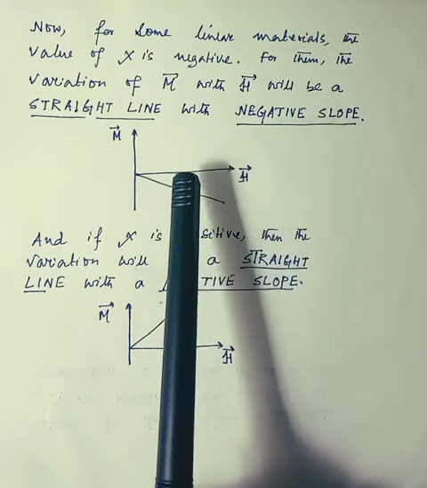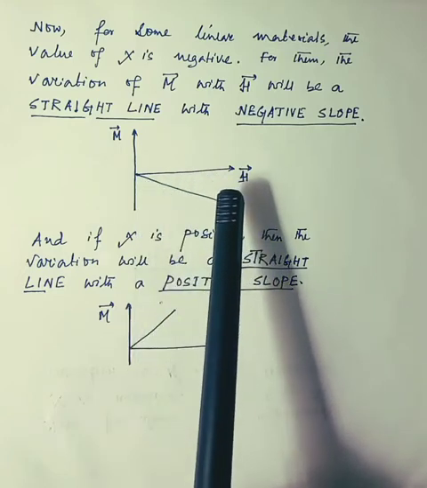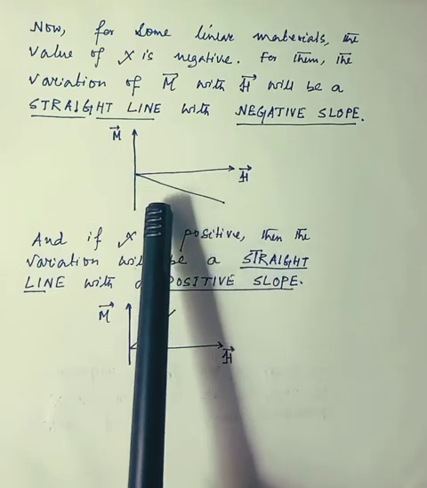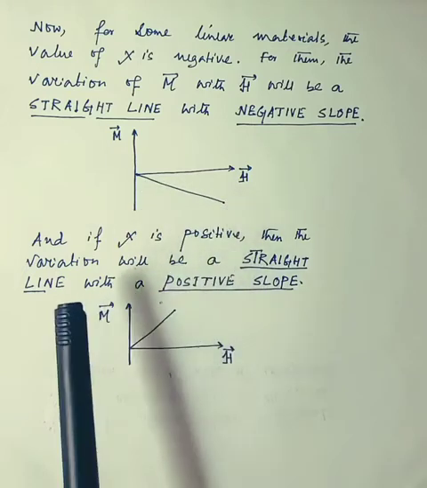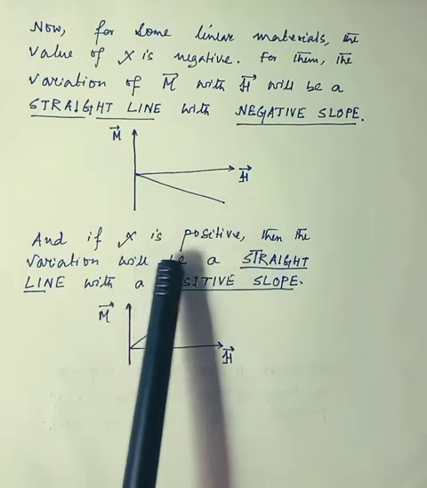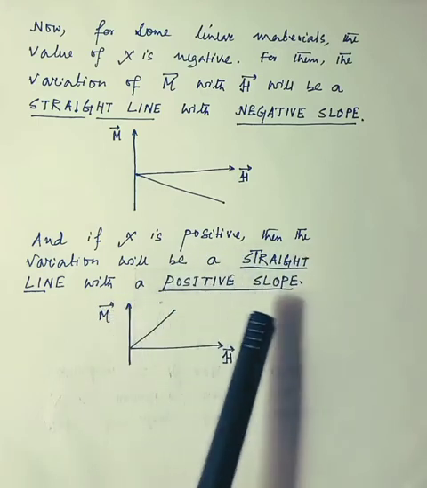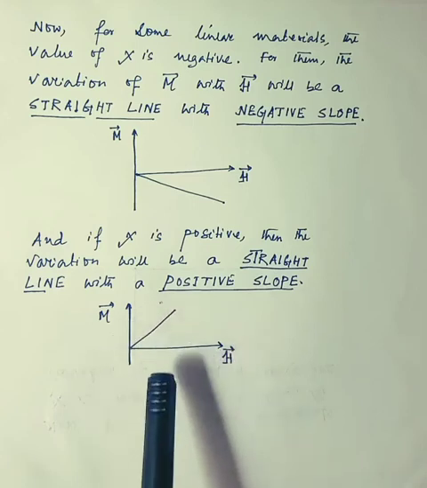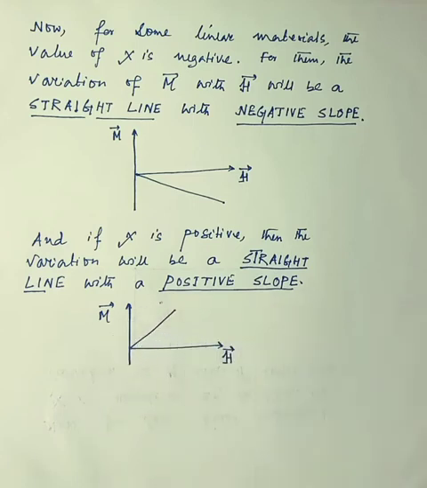So if we draw a curve M bar versus H bar, then it will be a straight line, and that straight line will have a negative slope like this. And if chi is positive, then the variation will be a straight line with a positive slope, and the graph looks like this, a straight line with a positive slope.